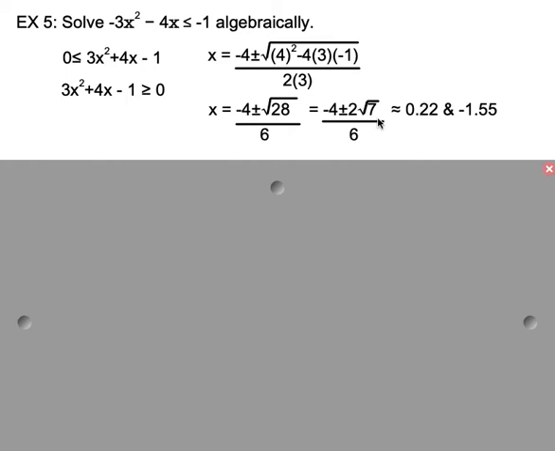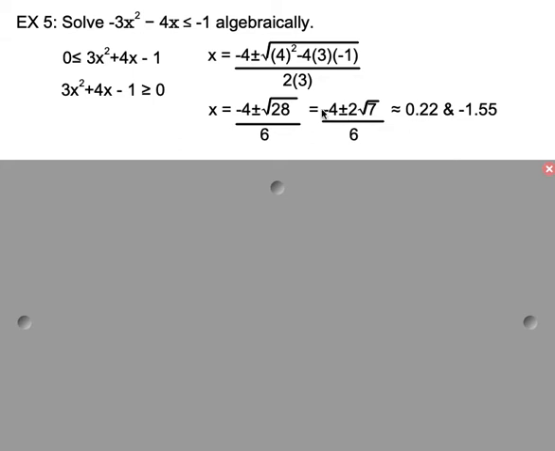Now, in order to put this, unfortunately, on a number line, you do have to have a decimal approximation for it. So in order to do that, you can reduce them all by 2 before you start, or you don't have to. In your calculator, you take -4 plus 2 square root of 7. Hit equals, then divide by 6. You get a -1.55. Excuse me.